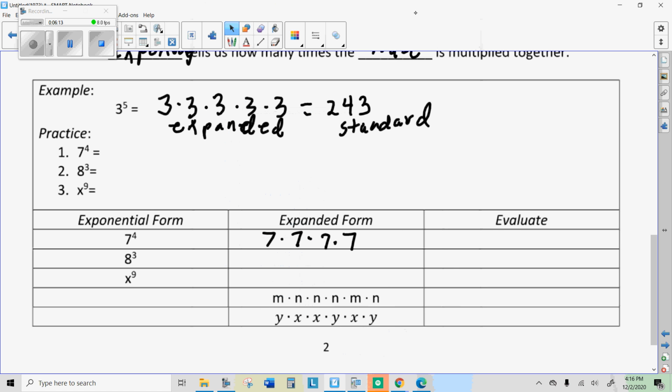And that's 2,401. Right, so go ahead and do the first 3 problems there.